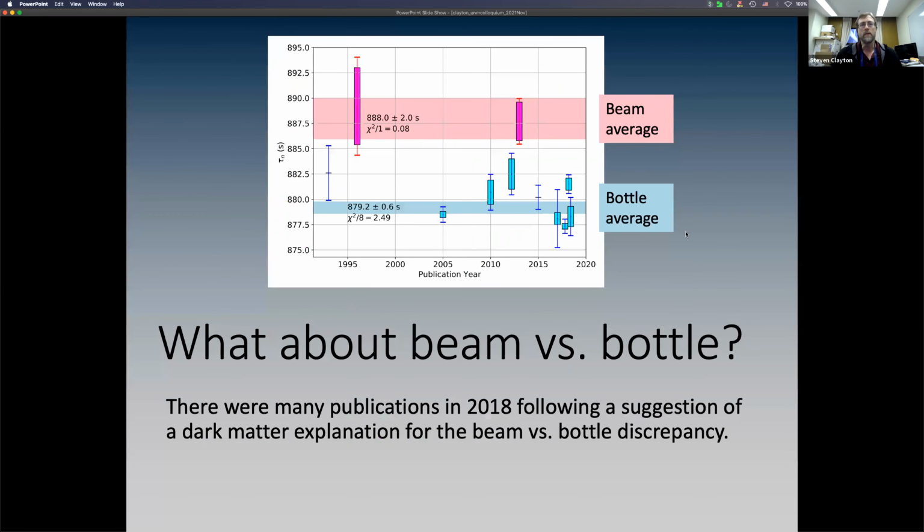Okay, so what about this beam versus bottle? There were many publications in 2018. That radiative correction update was actually published late in the year, so this is not taking that into account. This is mainly just looking at this glaring beam versus bottle puzzle or issue.